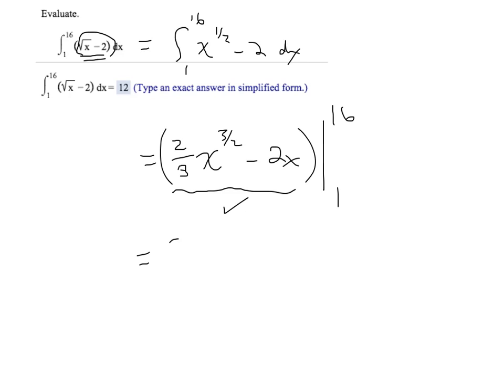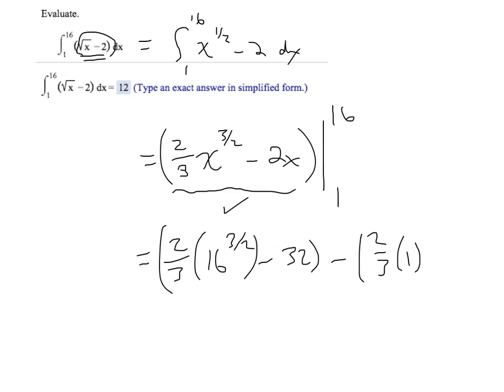And so this will be 2/3 times 16 to the 3/2 minus 2 times 16, which is 32. I'm going to subtract. Oops, sorry, the 2/3 is here. And then subtract 2/3 times 1 to the 3/2 minus 2 times 1. So this is what it will look like. So the only thing I need to do is figure out what these things to the 3/2 power are. 1 to the 3/2 power is just 1.